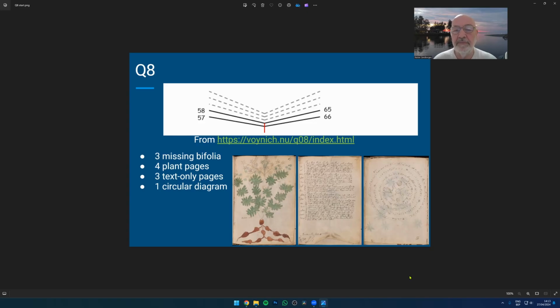It also has 5. Is it theoretically possible that these pages that are missing are actually now in other parts of the manuscript and that we still have them, but they're just in a different place? I think it's unlikely because they would have been numbered.